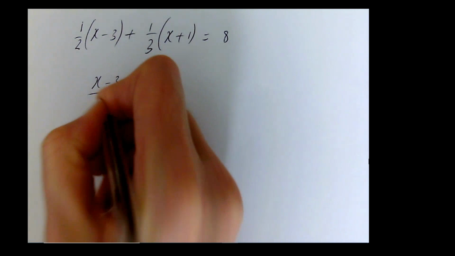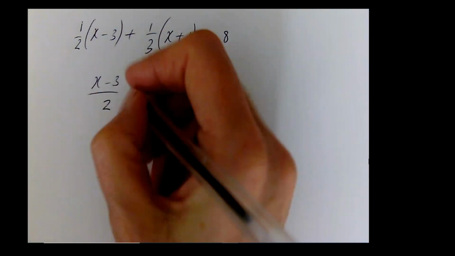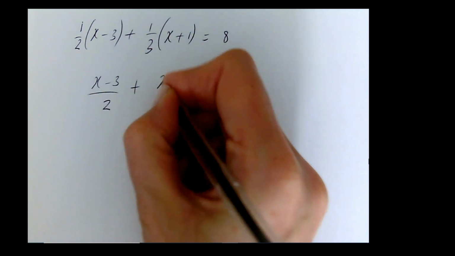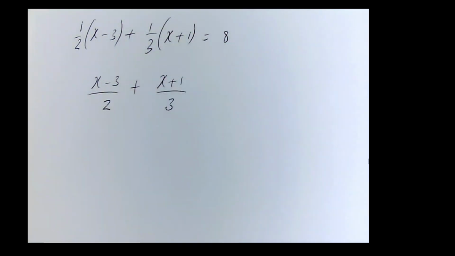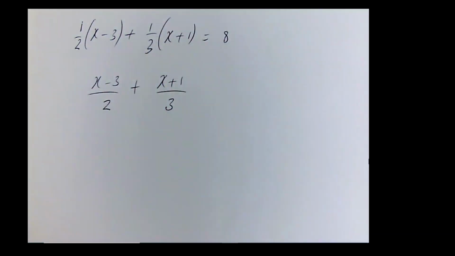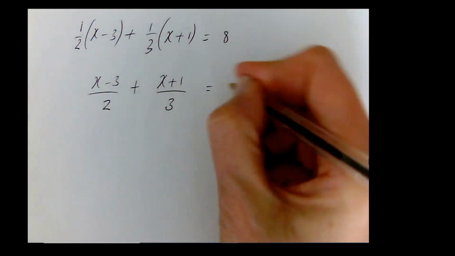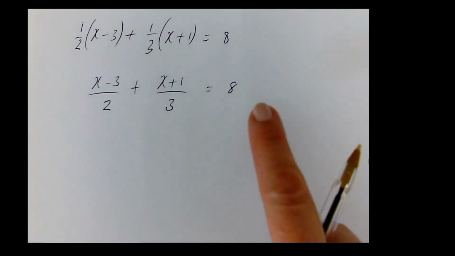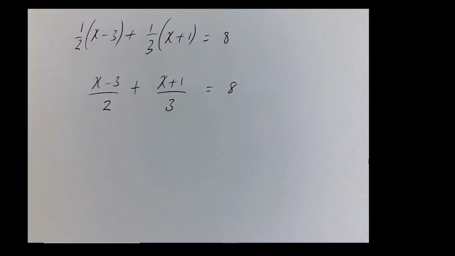So a half of x minus 3 is the same as x minus 3 all divided by 2. And a third times x plus 1 is the same as x plus 1 all divided by 3. So if we rewrite it like this, it looks a lot like the ones we've done before. So we know exactly what we need to do here. Pause the video now here if you feel comfortable.